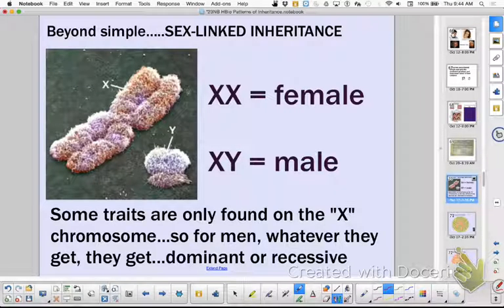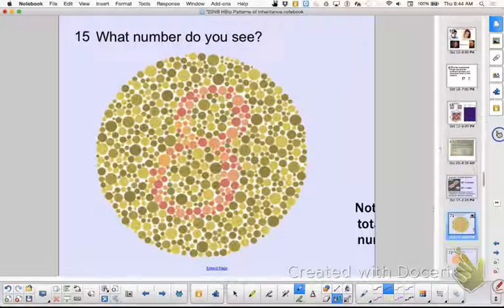To be a female, you have to be XX. To be a male, you are what? XY. There are traits on the Y chromosome that are only on the Y and traits only on the X. So as a female, we have two chances at our X chromosome. Guys only have one.